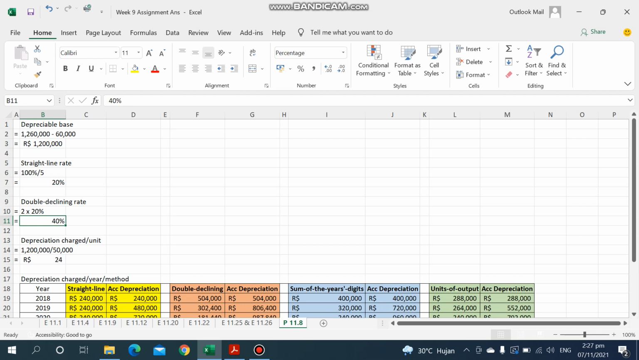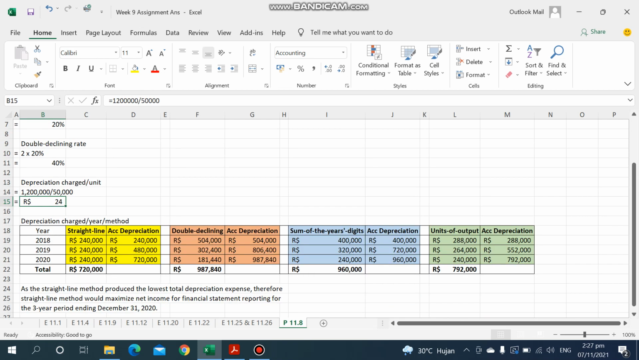And then for the units of output, if you want to calculate the amount charged per unit, okay, so 1.2 million as a depreciable base divided by 50,000, the total estimated units that the machine can produce. So 24 per unit. So we'll just make a table of comparison to see which one will produce the lowest depreciation expense, for 3 years starting from 2018 to 2020.